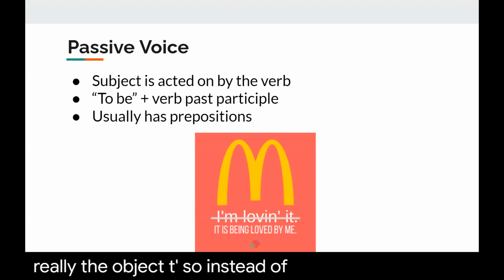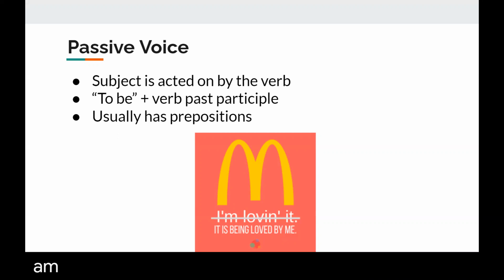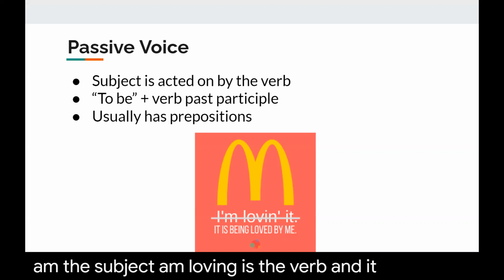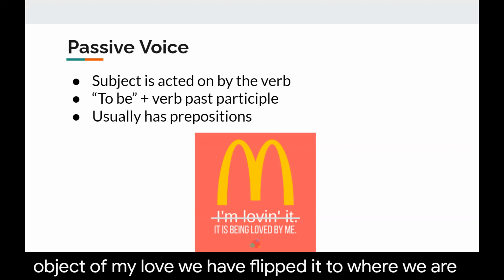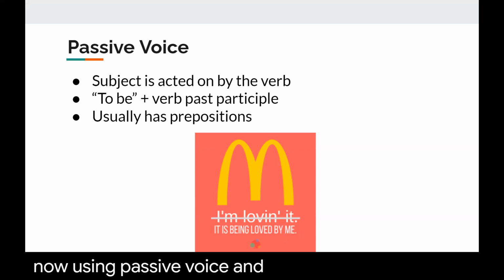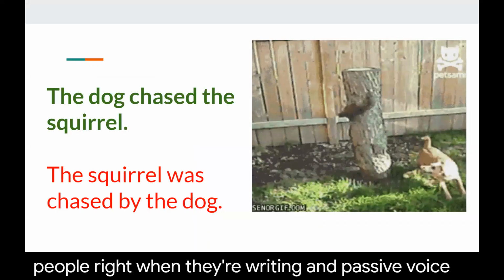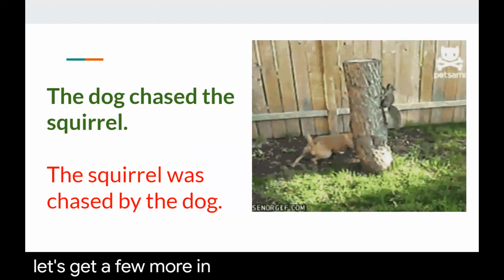So instead of "I'm loving it," where I am the subject, am loving is the verb, and it being the object of my love, we have flipped it to where we are now using passive voice. And of course, this sounds silly for media writing, but this is exactly how most people write when they're writing in passive voice. Let's get a few more examples.